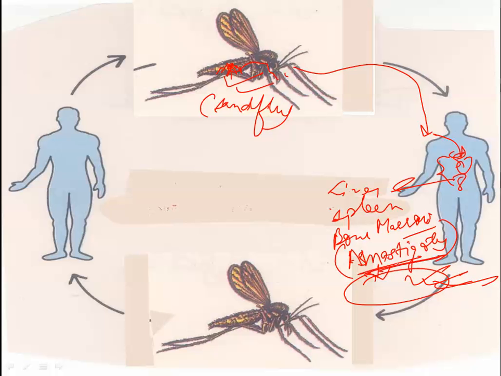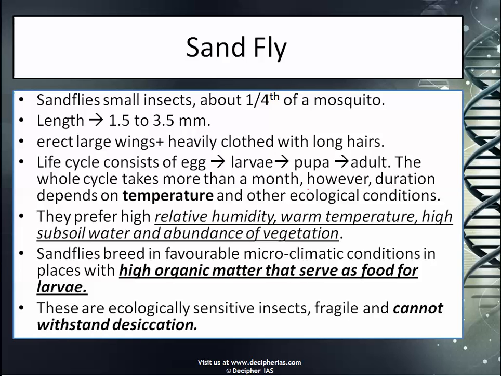Fine. Then again a sandfly bites. Then again it gets transferred to the sandfly where it reproduces. Again it bites some other human. So this cycle continues. So let's move ahead. Now talking about the sandfly, which is a vector. Vector means which carries the parasite.